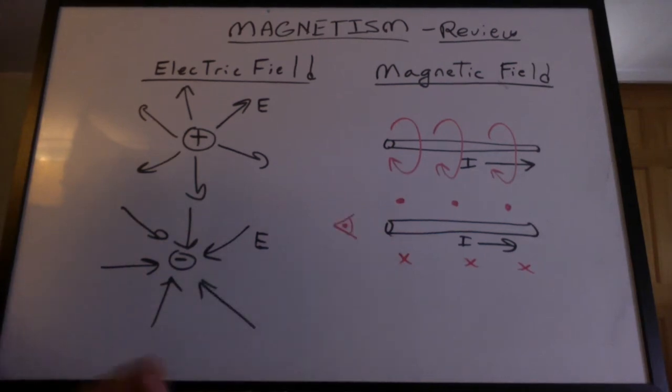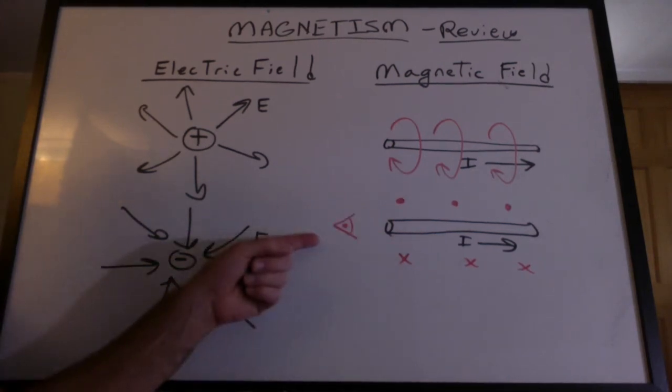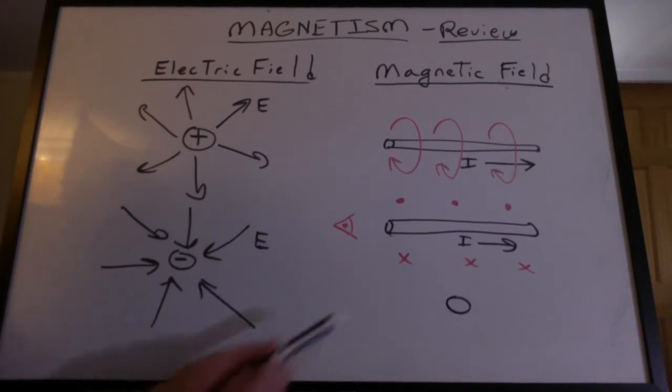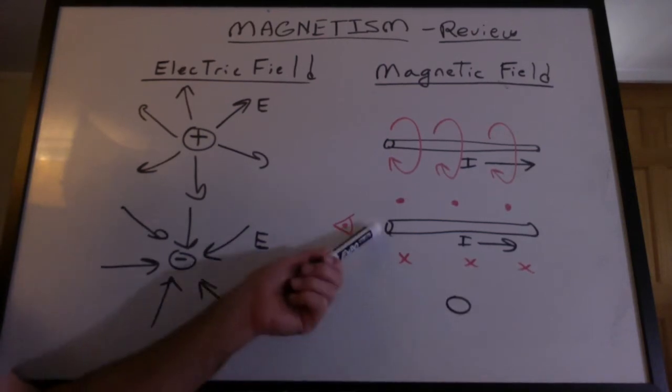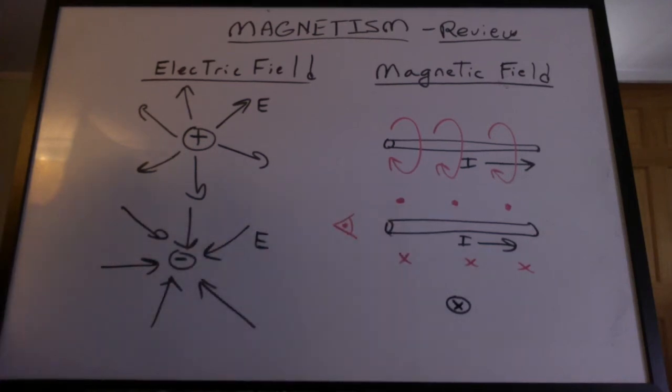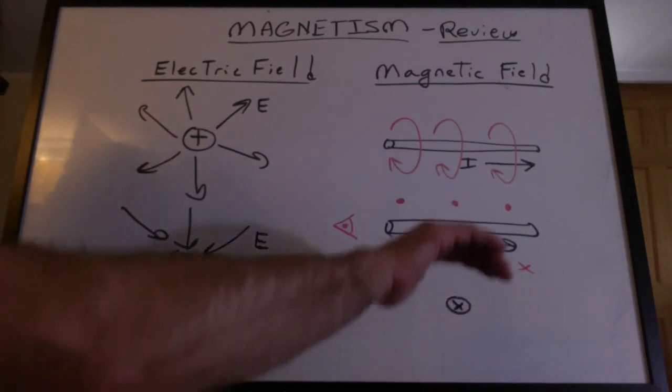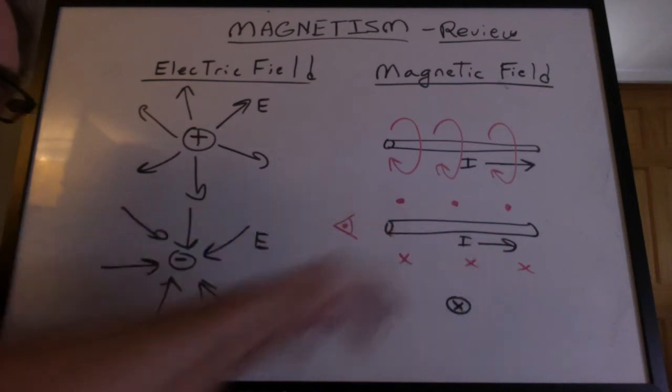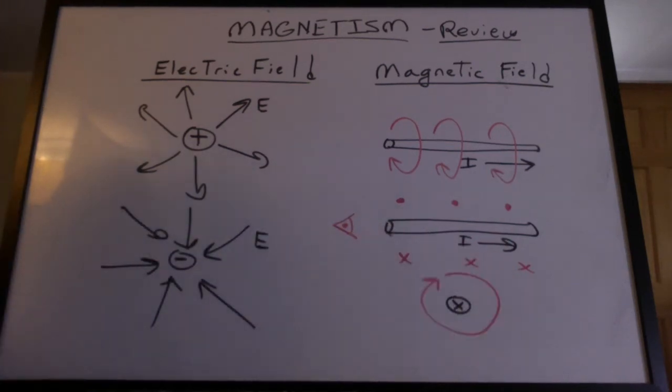Yet another way of looking at it would be from the end. This view is represented here. I'm looking at the end of the wire. The current is going this way, so I put an X to represent that the current is going away from me. I put my thumb in the direction of positive motion, and my fingers will curl around in the direction of the field lines. These field lines get weaker the further away we go.